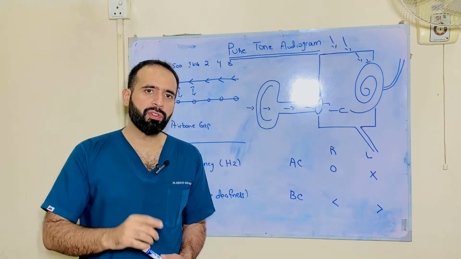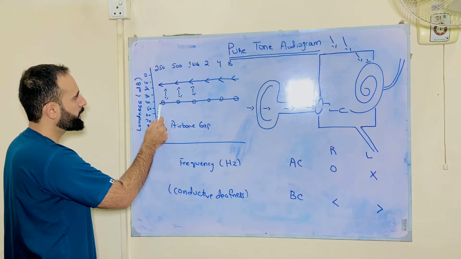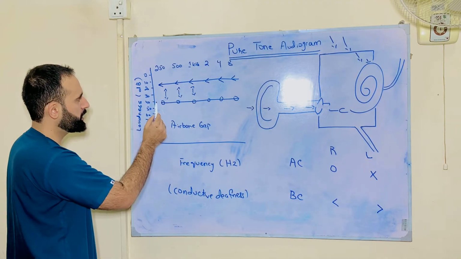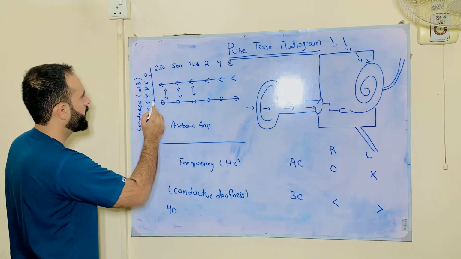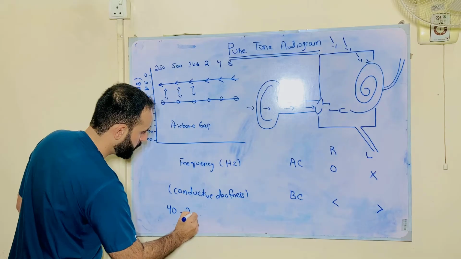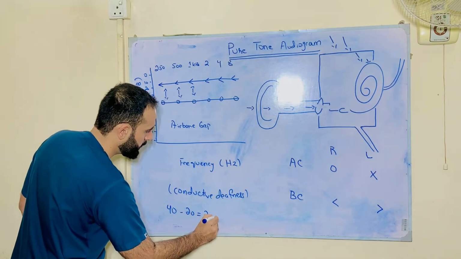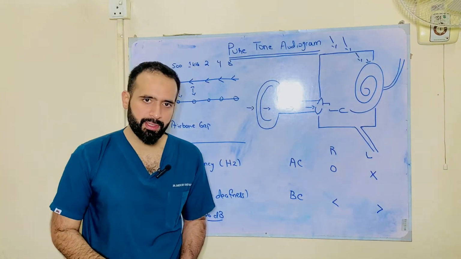And how much of a conductive hearing loss? It would be the difference between the air conduction and the bone conduction. So the air conduction is starting at 40 decibels and the bone conduction is starting at 20 decibels. So 40 minus 20 equals 20 decibels. So the patient is having a conductive hearing loss of 20 decibels.